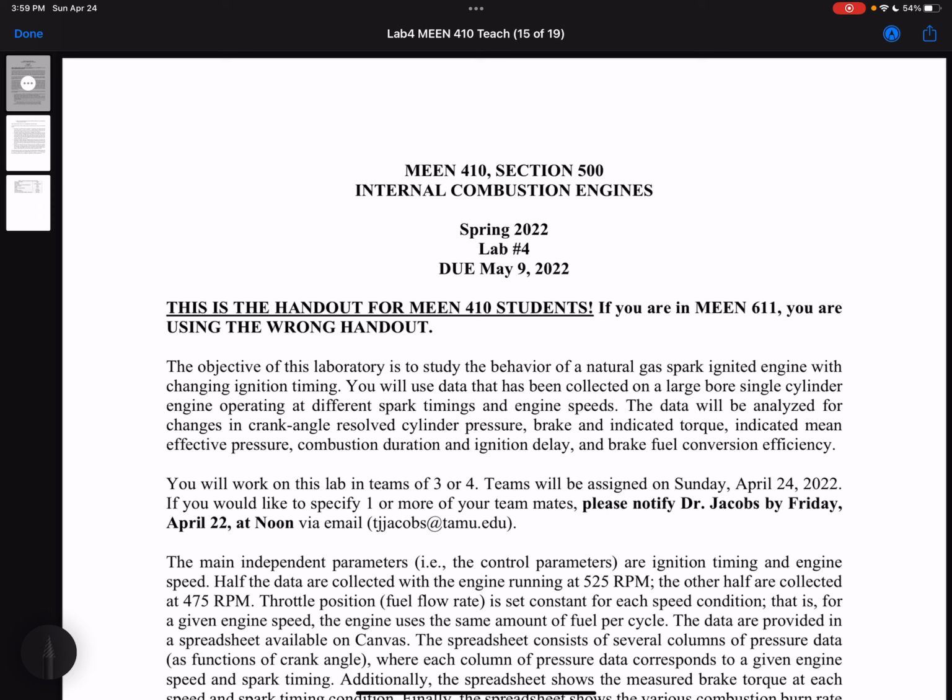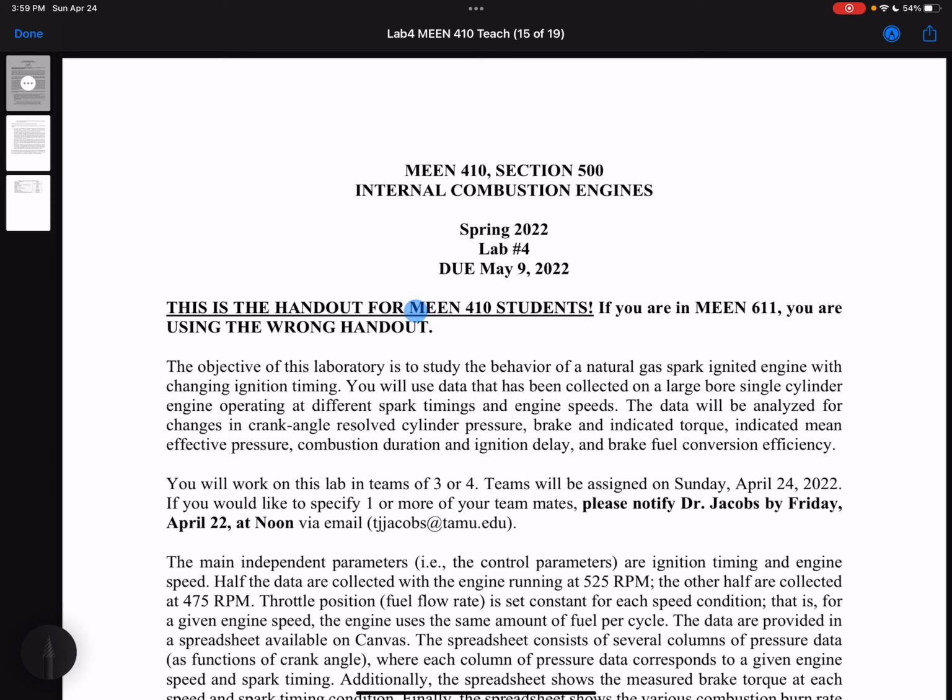Okay, so first of all, I discovered a cool new little feature on my iPad where I can do things like this, which is pretty exciting, as opposed to needing to write red ink all over the lab handout every time.